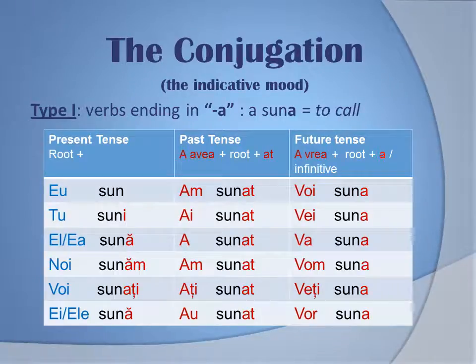Alright, the fun part, the conjugation. We'll focus on the conjugation on the indicative mood, because this is the mood you will use mostly. And you should know that there are 4 types of verbs. And on this slide, we'll focus on the first type of verbs. And these are the ones ending in the letter A. The previous example was with the verb a pleca, but I think you're a bit bored with it, so we'll use a different one. A suna, to call.